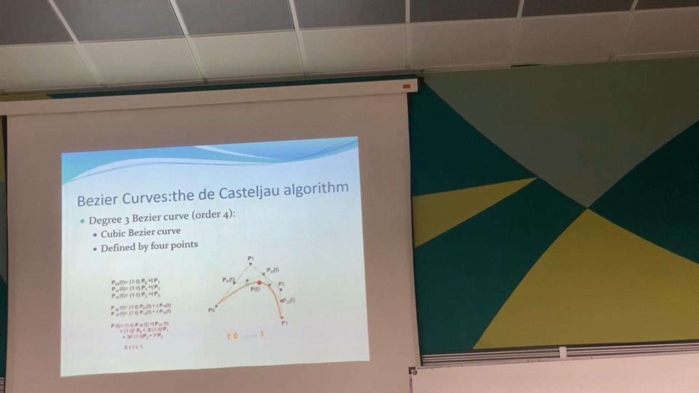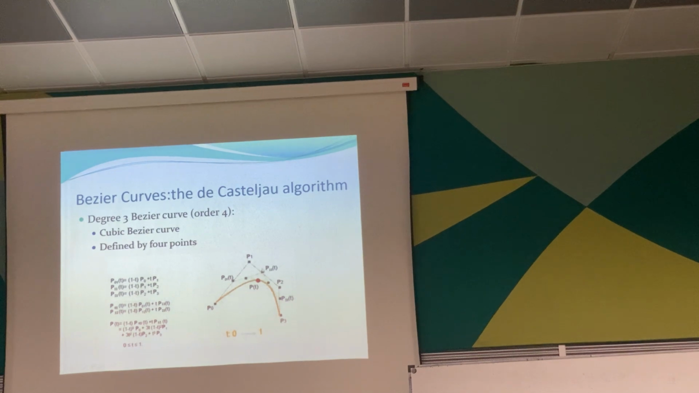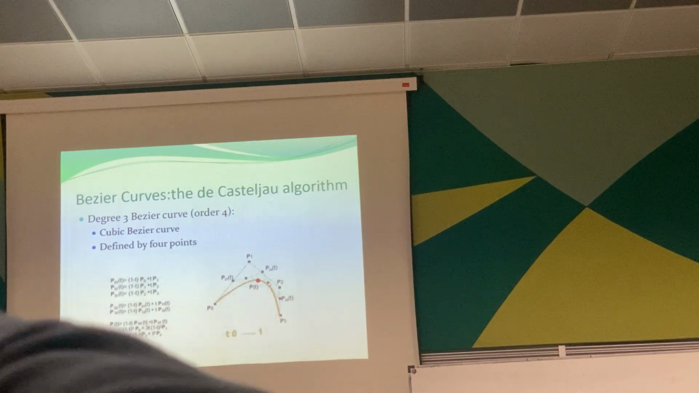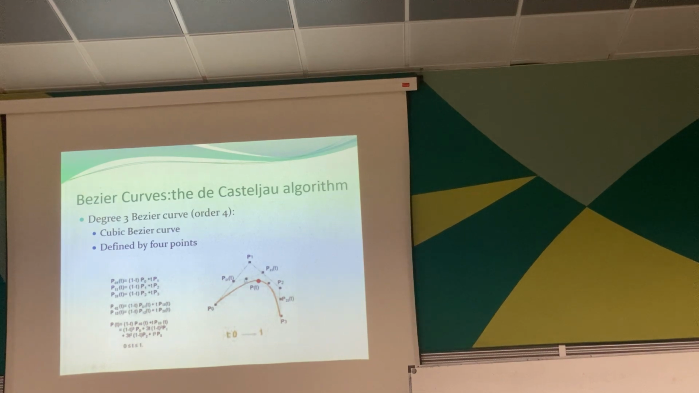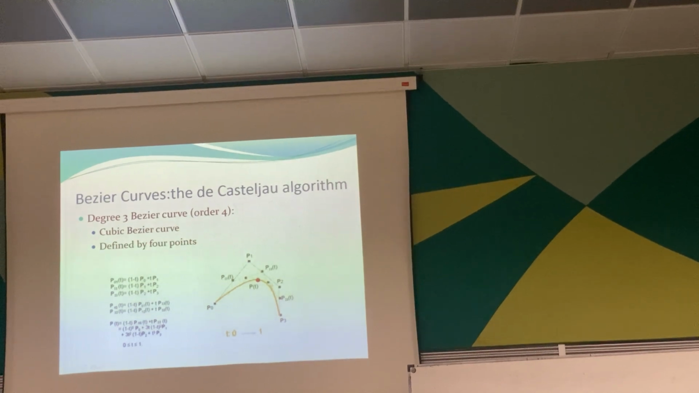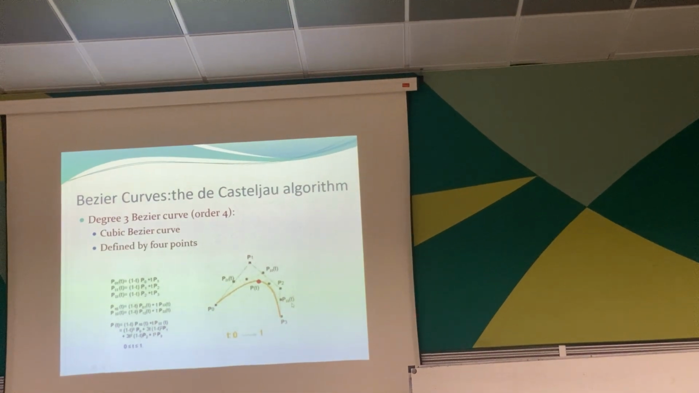After you get this one, now you do one more here and here. 1 minus t of P12 and then plus t P23, then you get this. Then you have to do one more time: 1 minus t of this P02 and then t P13. Here, 0, 2, 3. Now you can get the point at time t. So you put in the equation.